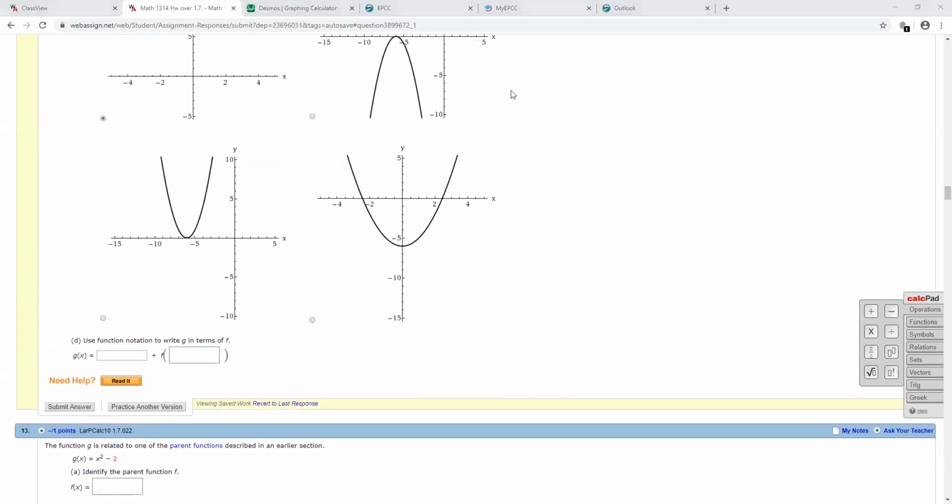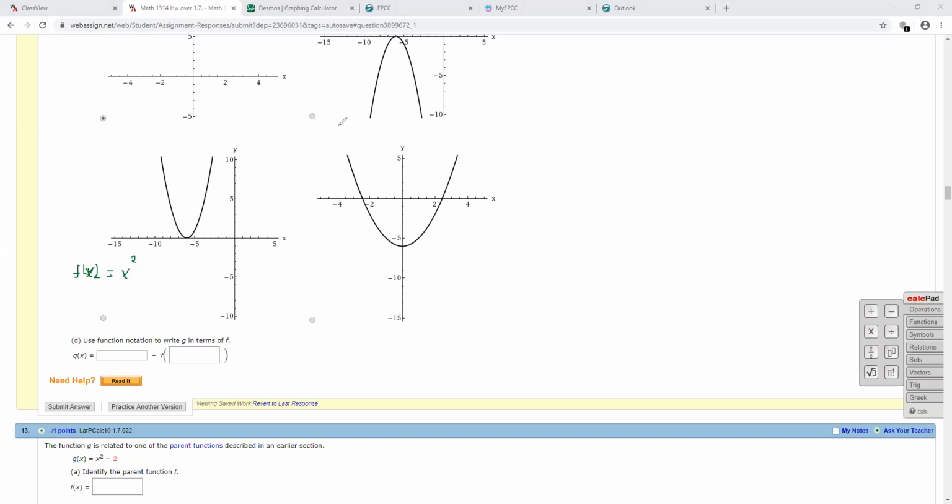Maybe I was too fast. What if we write the original function is f of x equals, what was the original one, Griselda? What's this parent? It was x what? X squared.